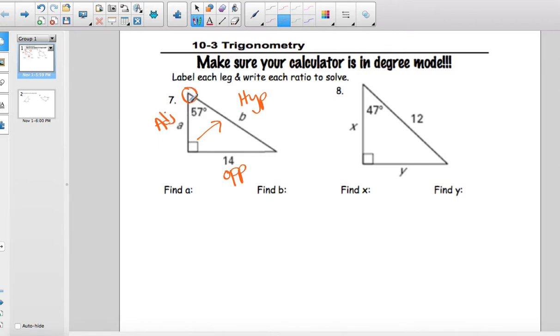Again, the adjacent touches the angle and helps create it. The hypotenuse also touches it and helps create it, but we can't call them both adjacent. This one has its own special name, hypotenuse. So we've got opposite, adjacent, and hypotenuse.